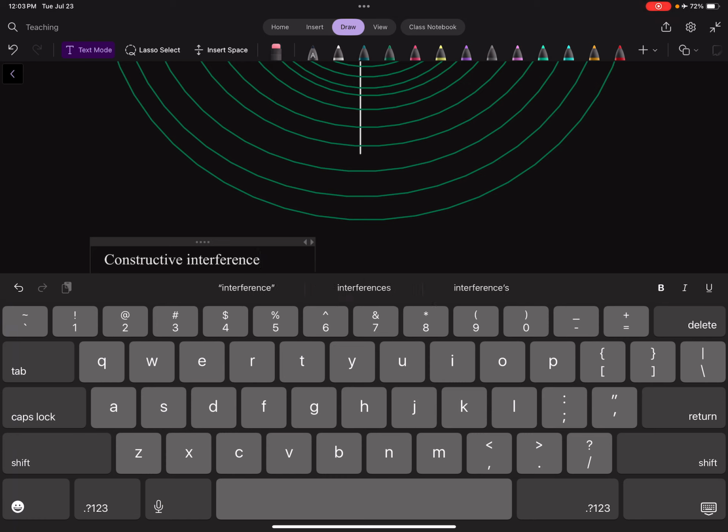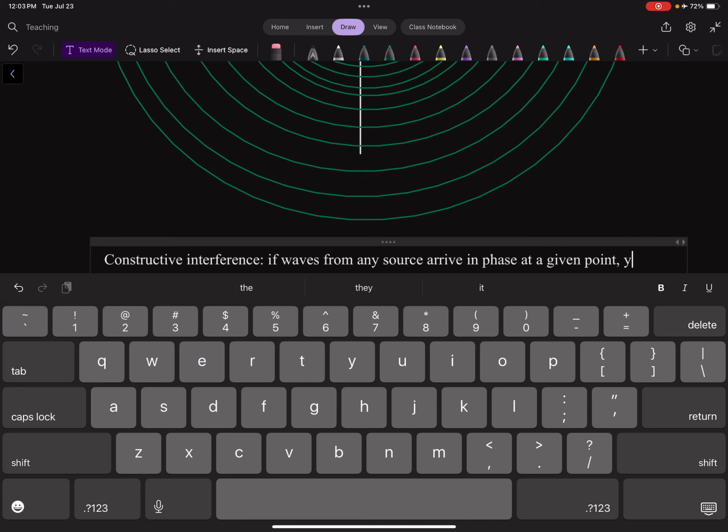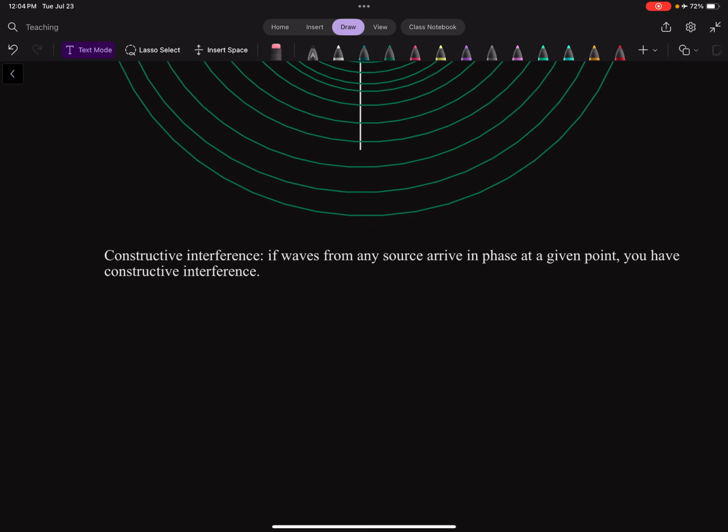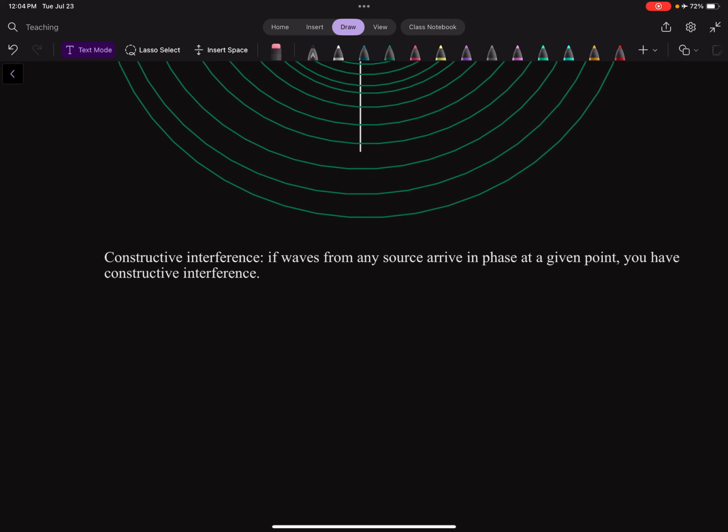Right? So, if waves from any source arrive in phase at a given point, constructive interference. So for it to occur, the path length difference is really the important thing. The path length difference between the two sources must be an integer multiple of the wavelength.